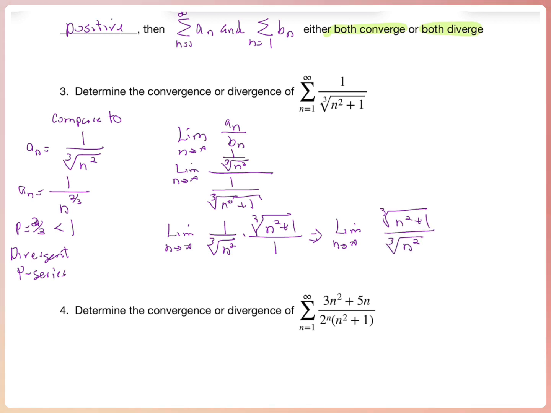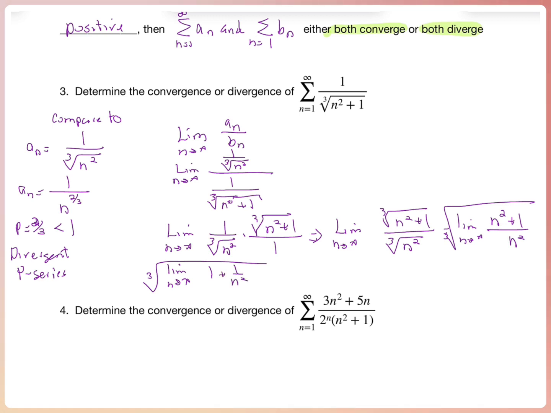Remember our limit rules, I can take that cube root out of the limit and write this as the cube root of the limit as n goes to infinity of n squared plus 1 over n squared. And we can simplify that down by distributing that common denominator to each term. And so I have the limit as n goes to infinity of 1 plus 1 over n squared, and all this is underneath the cube root.